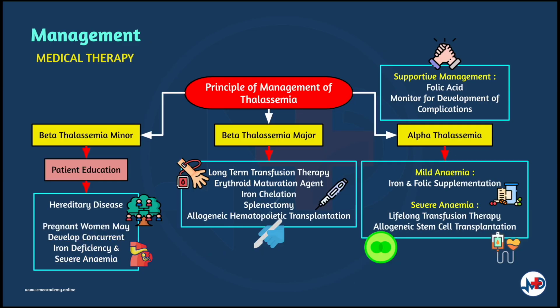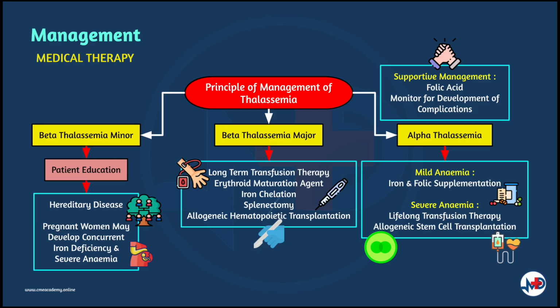Moving on to the principles of management of thalassemia, in beta thalassemia minor, patients usually would not require any specific treatment. However, you would need to educate and inform the patients that their condition is hereditary and that physicians could sometimes mistake this disorder for iron deficiency. Some pregnant patients with beta thalassemia trait may develop concurrent iron deficiency and severe anemia.